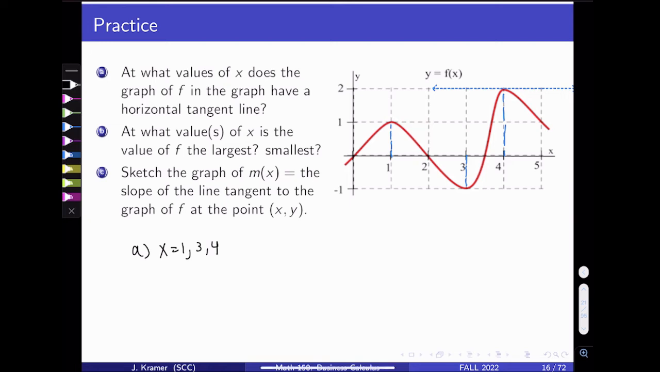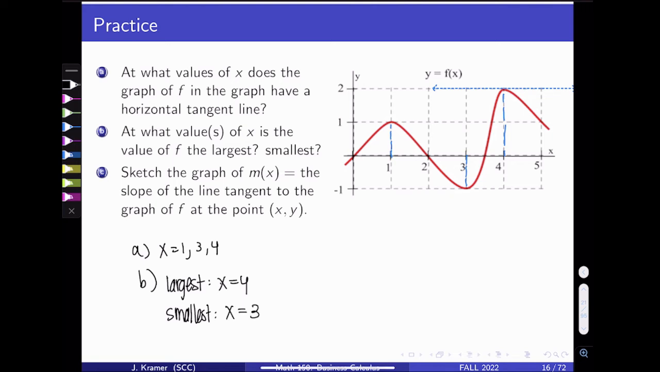Part B asks at what values of x is the value of f the largest and when is it the smallest? So largest would be when x equals 4. Notice that the peak happens at 2. That's the largest value that this graph attains. That's the value of f. The smallest value would be when x equals 3, because that graph touches negative 1, which is the smallest value that this graph attains.